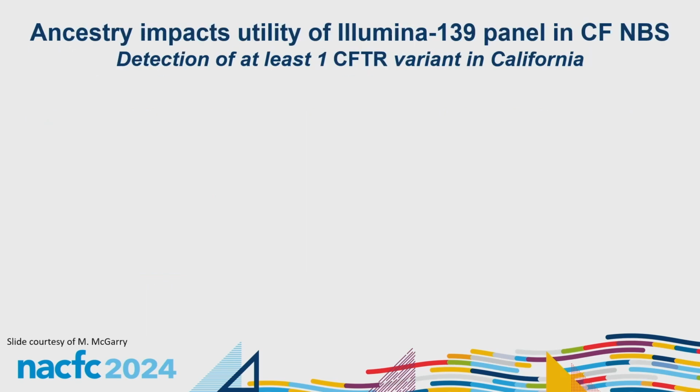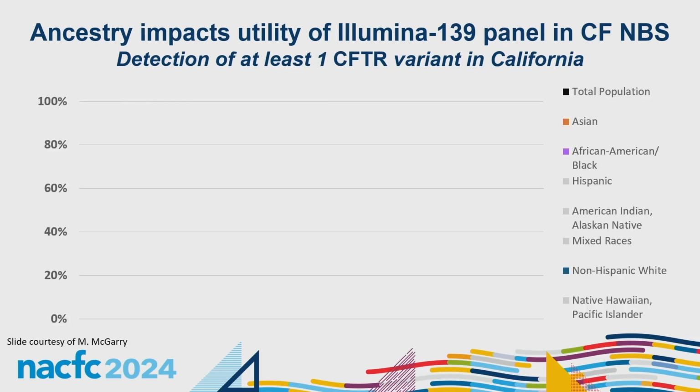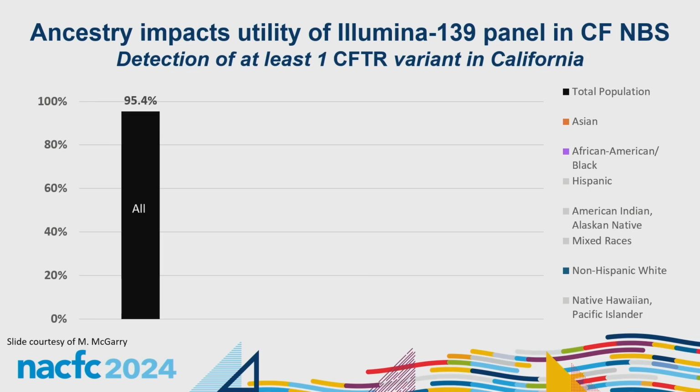Now, what we know, and I'm going to show you first data from the US, is that a person's ancestry, or where they're from globally around the world at some point back far enough, impacts the utility of the panel you may use. This data is courtesy of Megan McGarry, and this was a study that looked specifically at CFTR variant detection, 1 or more, in babies with CF in the California newborn screen population, using a 139 variant panel, which at least for some amount of time was the largest commercially available CFTR panel. Overall, this has pretty good detection, actually. We can get over 95% of babies that have at least one variant detected on this panel.